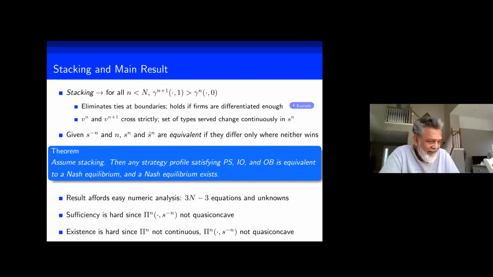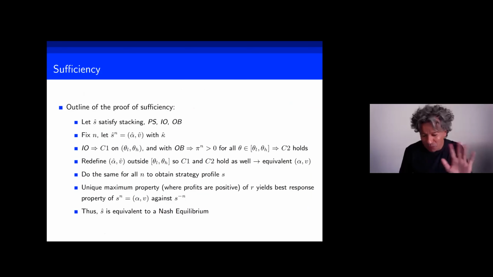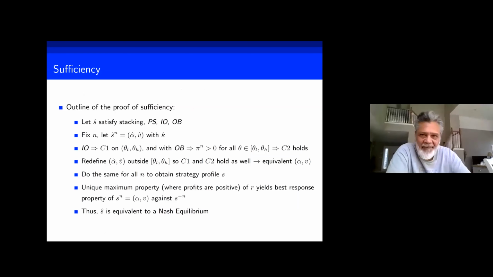Sometimes there's a computer proof of uniqueness. Yeah, no, this is not a proof. But for two firms we do. Yeah, I understand. Okay. So let me move on then.